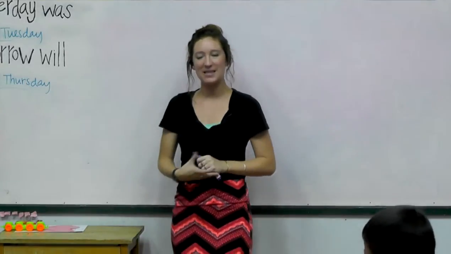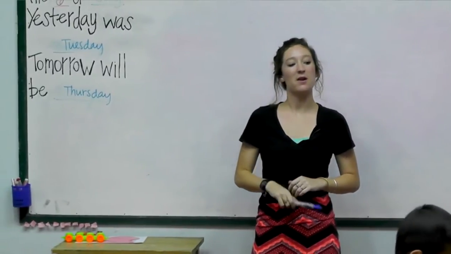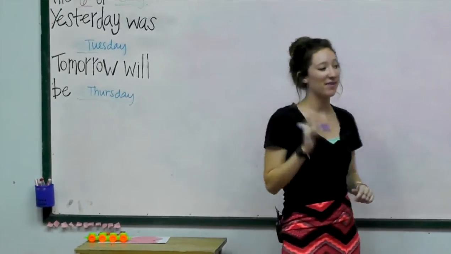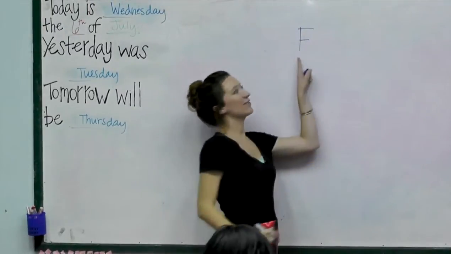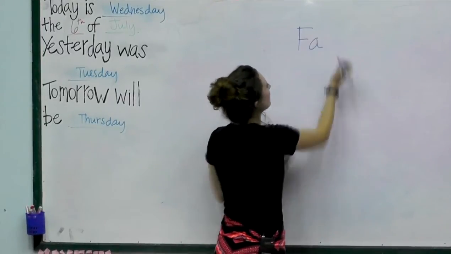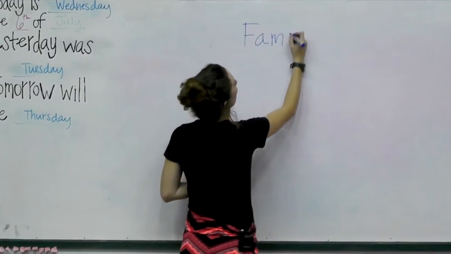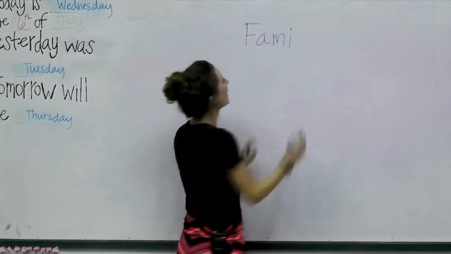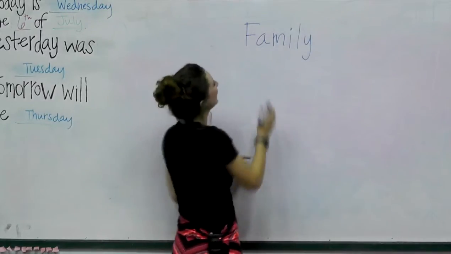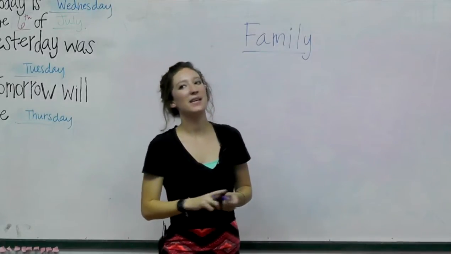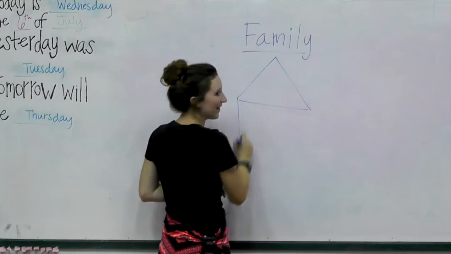So last lesson in social studies, we were introduced to family. Do we remember family? Yeah, we talked about family. We're going to go over it again. What letter is this? F. A. M. Not a very good M, sorry. I. L. Y. Very good. Family. Good. So last time we learned that typically family lives together in a home.